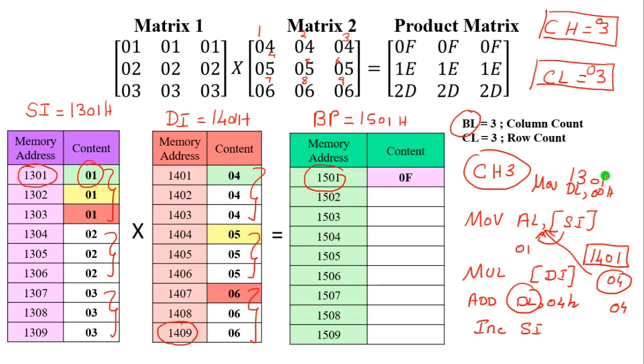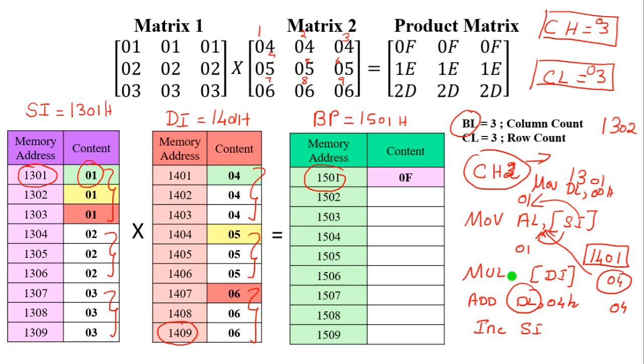Now the SI register's value becomes 1302. Okay, next, decrement of CH value. CH value becomes 2. Next, we are going to check the zero flag. This is not equal to 0. That's why again this loop can be repeated.